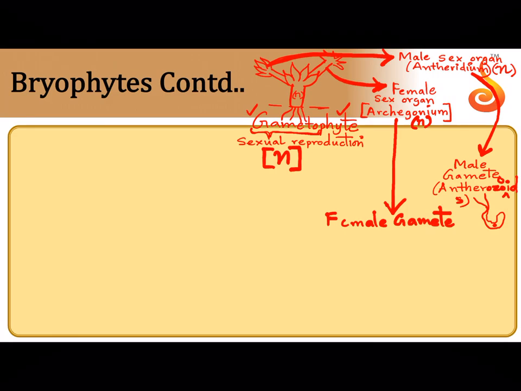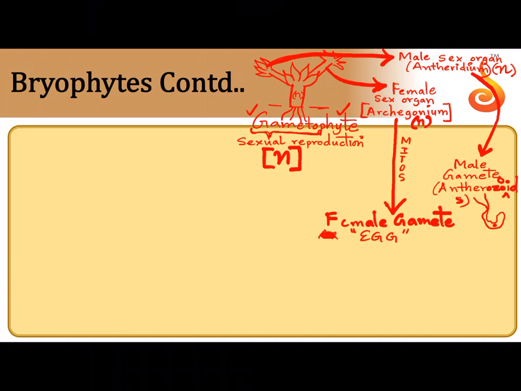And the name given to the female gamete is egg. It is simply referred to as the egg. So how did this plant produce gametes? By mitosis. So the male sex organ produced the sperm through mitosis. The female sex organ produced the egg through mitosis.